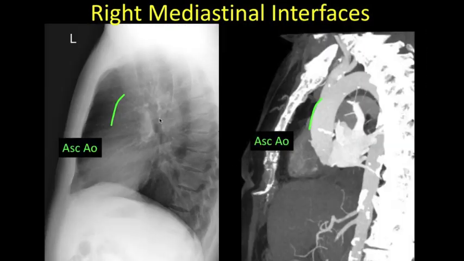The lateral radiograph shows the ascending aorta abutting the lung anterior to the mediastinum. As shown on this MIP image, we can see the ascending aorta creating part of the anterior interface of the mediastinum.